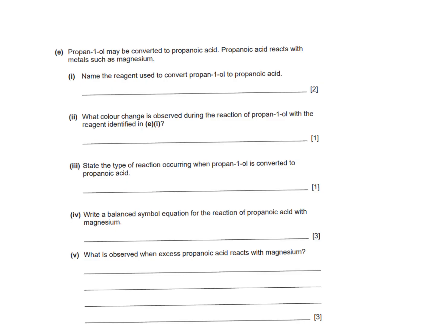Part 1, name the reagent used to convert propan-1-ol to propanoic acid. So how do we convert an alcohol to a carboxylic acid? This is where we use acidified potassium dichromate. What colour change is observed? Again, this question has been asked before, and it's orange to green. The type of reaction: alcohols get oxidized into carboxylic acids. So that's oxidation.